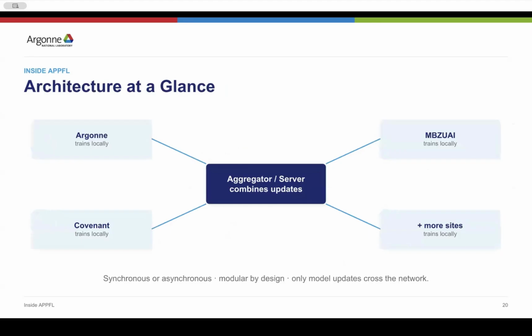Here's an architecture at a glance of what that would look like in an actual environment. We have our aggregator and server combining updates. Then you would have, for example, my side here at Argonne, you guys at Covenant, and another partner we have as well. You're all training locally, and the model is visiting you and getting updates. We could do this synchronously or asynchronously. It's very modular, like I was mentioning. All these pieces can be changed out, and only the model updates cross the network. So whatever healthcare data you possess will never be seen by us, and vice versa.